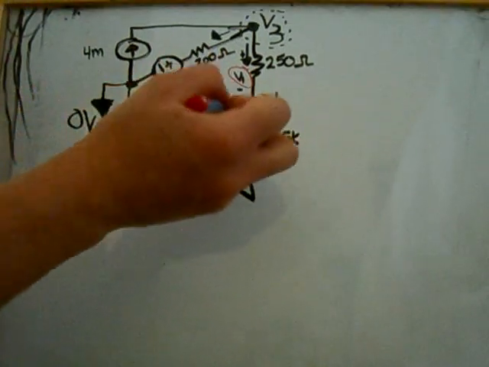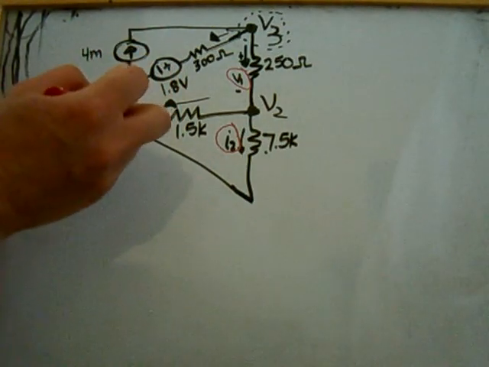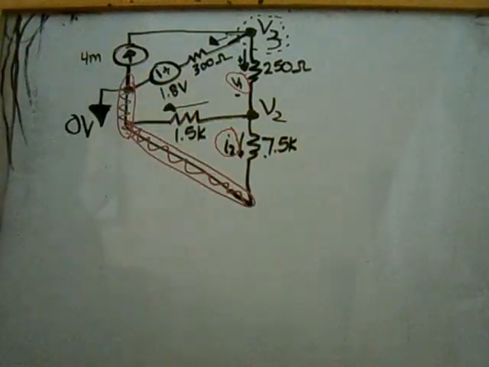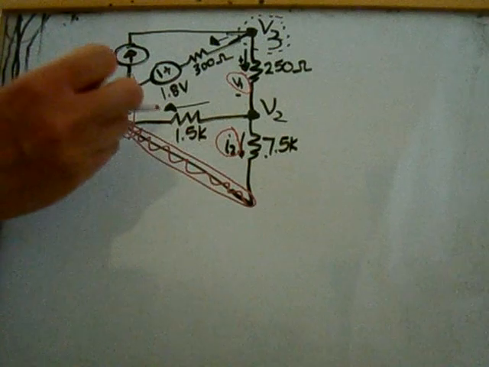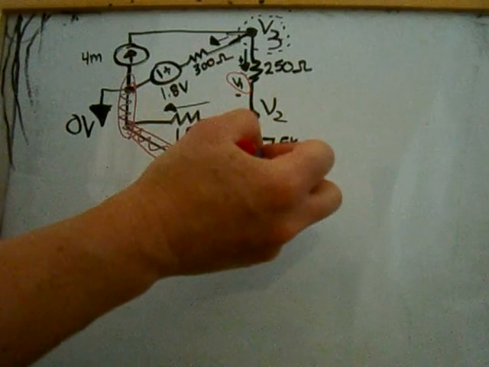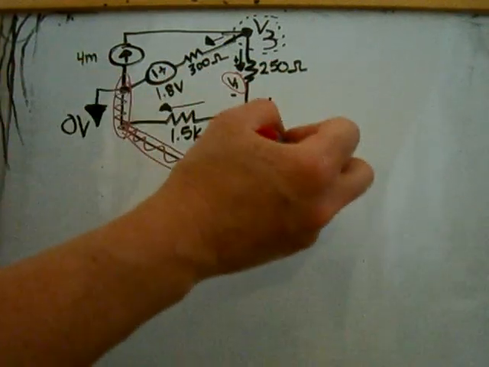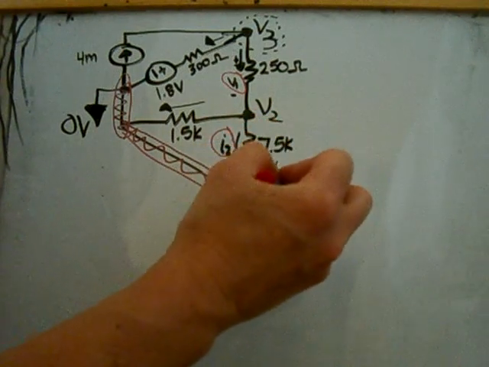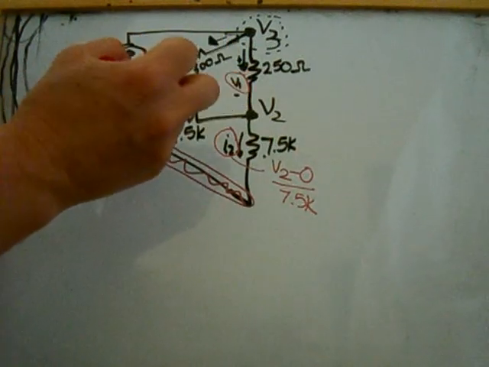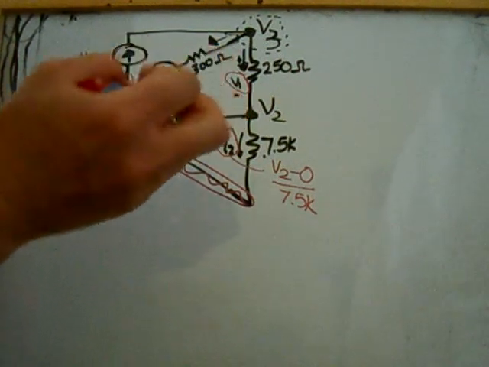is going to be the voltage drop across this. This is all one connection. And it also goes all the way around here till you don't have any more elements. So the first place you get to an element, that's the whole connection. So this current I2 is going to be V2 minus 0 over 7.5K. The current here going in this branch is going to be V2 minus 0 over 1.5K.